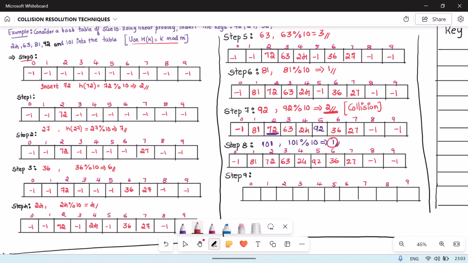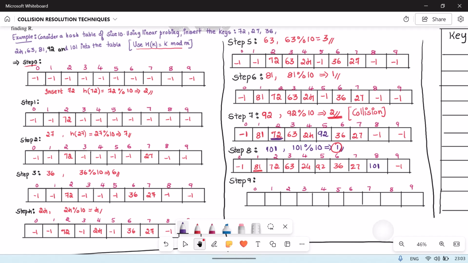So this is 1, but here 1 is already filled by 81. So it will go to the second position. Second position is 72, already filled. Next is 63, already filled. Fourth position 24, already filled. Fifth position is filled by 92. Sixth is filled by 36. Seventh is filled by 27. Look at the eighth place. Eighth place is empty. So this 101 will be placed in the eighth position. So 101 will come here.